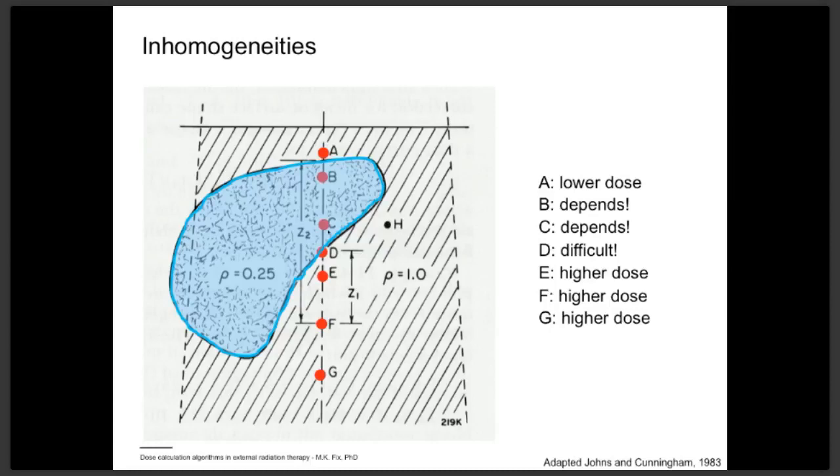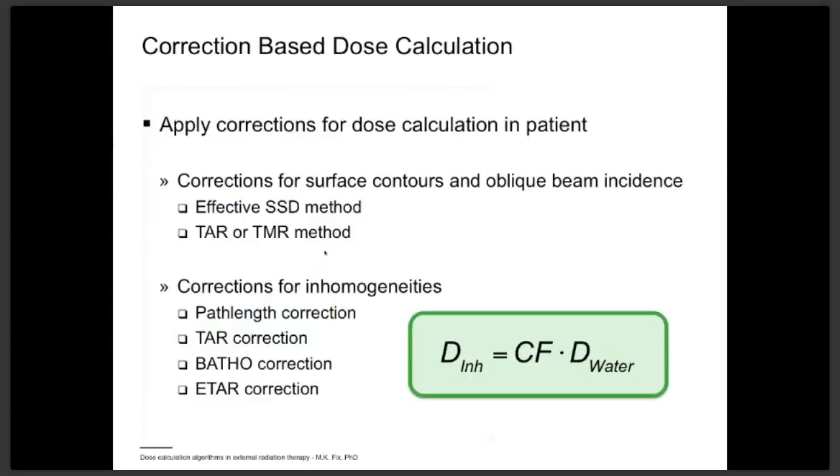So you do not know upfront which one will overcompensate the other one. Point D, it's not in the charged particle equilibrium. That's extremely difficult to determine and typically leads to huge errors for correction-based algorithms. Now, what kind of correction can we apply for this inhomogeneity? So we have the dose in the inhomogeneity, or taking those into account. It's a correcting factor times the dose we calculated in water.